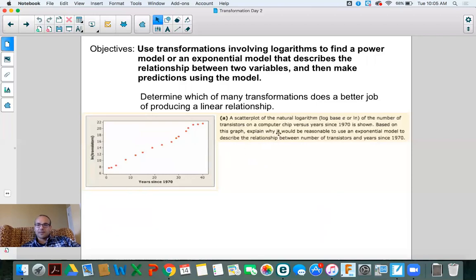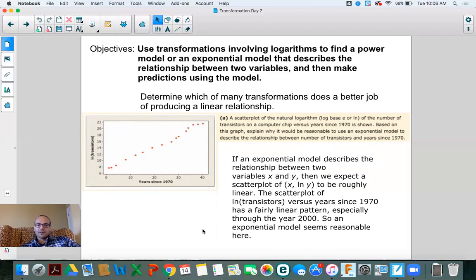Based on the graph, explain why it would be reasonable to use an exponential model to describe the relationship between the number of transistors and years since 1970. I can imagine a lot of directions you might try to take your answer, but I just wanted to show you what they were going for. The idea is, we know from our last two videos that if you leave the explanatory alone and you take the log of the response and you see a straight graph, that means that your original relationship was exponential. That's basically what that's saying.